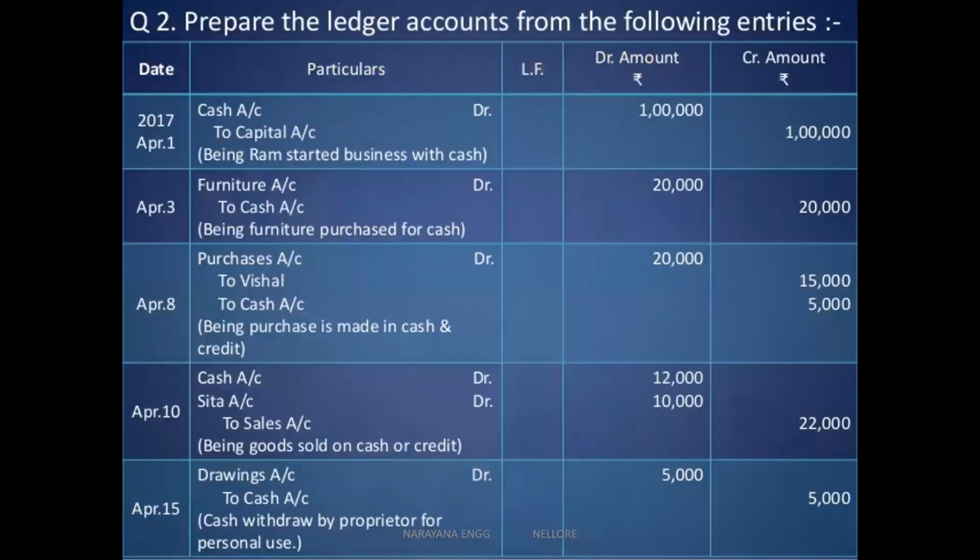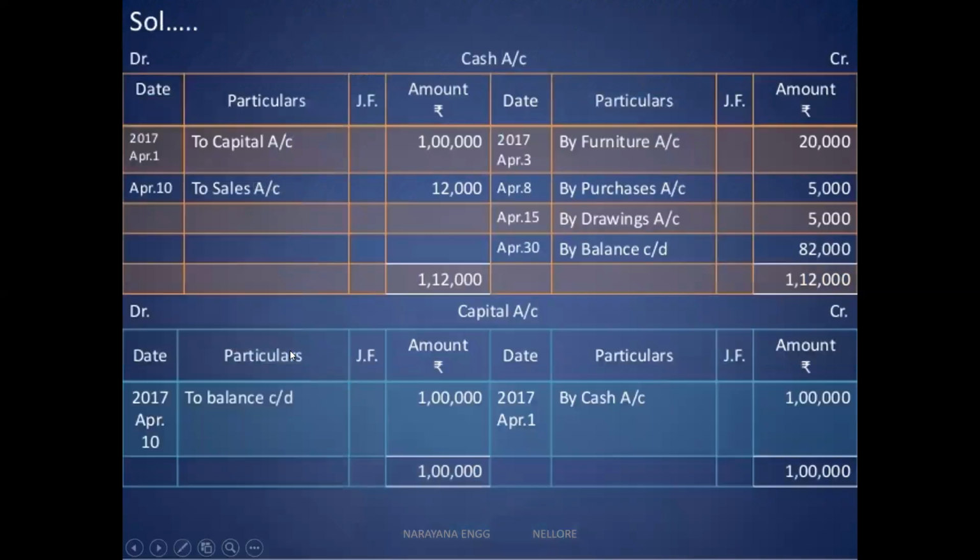And here I will explain the process of how to prepare the ledger accounts. In the problem, they have given the journal entries here already. So here you will see all the journal entries. That is the cash account: Ram started business with cash. So the journal entry is cash account to capital account. Like this, furniture purchased for cash: furniture account debit, cash account. Being purchase made in cash and credit: purchase account debit, Vishal and cash, Vishal account, and also cash account. Like this, they will give all the journal entries.